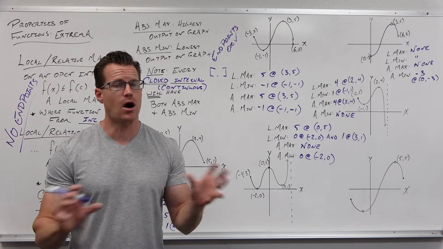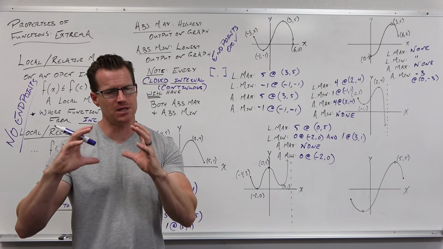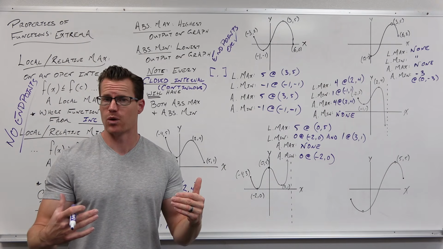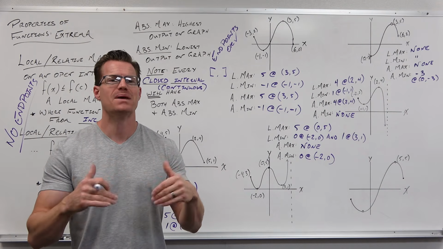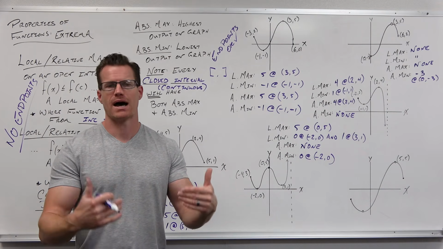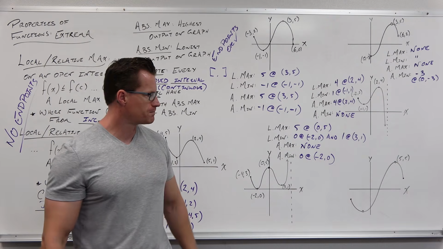Local max and min cannot occur at endpoints because they have to be based on open intervals, but we can have more than one of them. You will only have one absolute max and min. You can have many different local max and local mins. Let's check out one more.